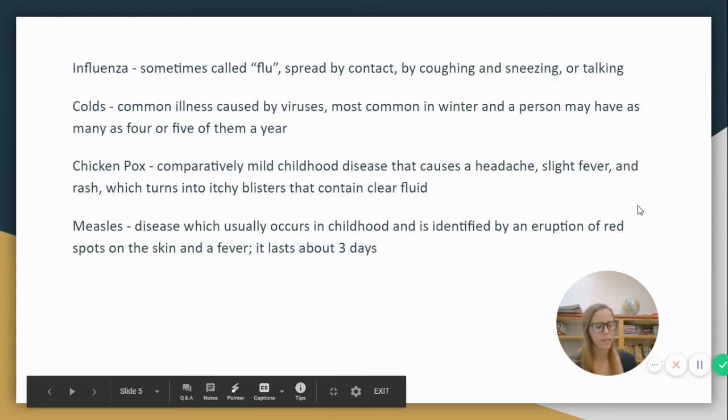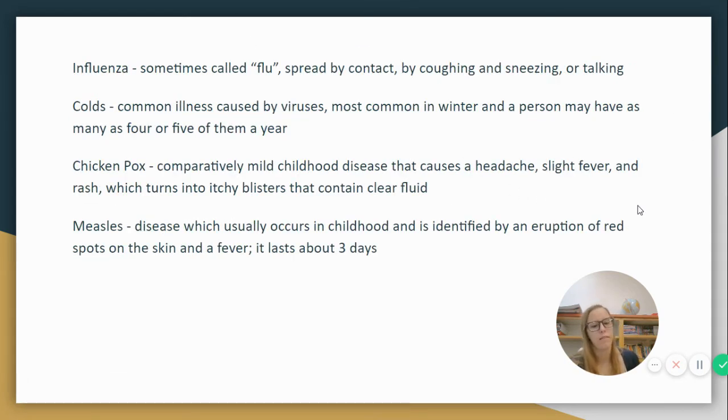So we're just going to talk about 8 of these viruses or bacteria, these diseases that you can get, and that's what your quiz is going to be on Edmodo, your assignment. So first we have influenza, which is usually called the flu. It's spread by contact, by coughing or sneezing, or talking. Then we have colds, which are common illnesses caused by viruses, most common in the winter, and someone may have as many as 4 or 5 of them a year.